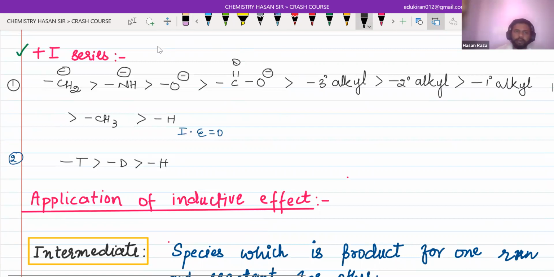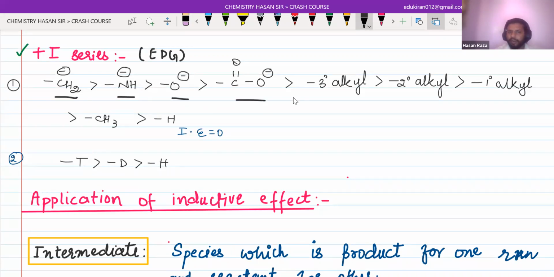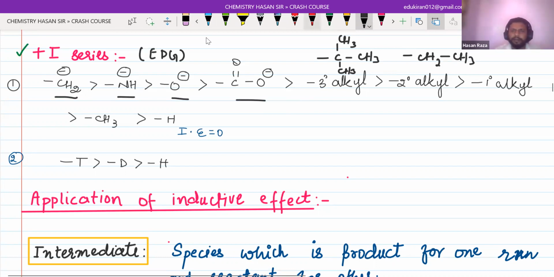Then comes your plus I series, that means electron donating group. The most donating groups are CH2 minus, NH minus, O minus, C double bond O minus. Then comes tertiary alkyl, that means a CH which is directly connected to CH3 and then connected with another CH.